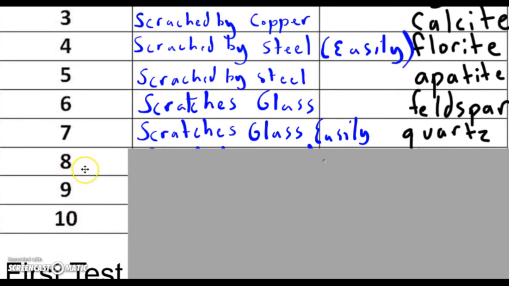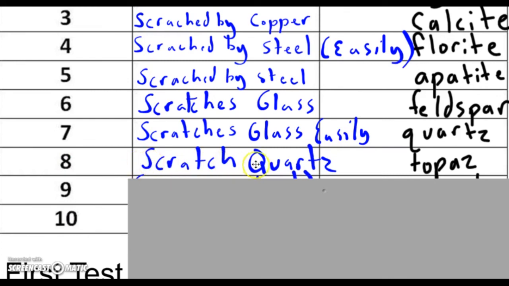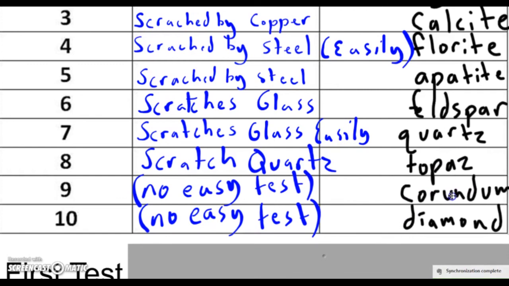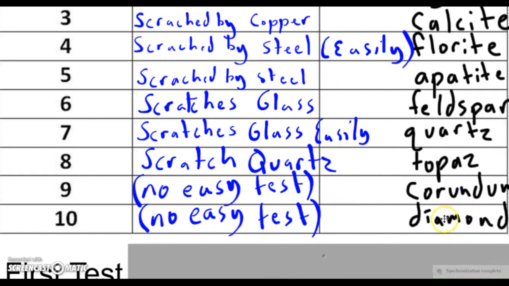So there's only one more test we can do, and that's on level 8 here. If it'll scratch quartz, that means it's a hardness 8. That would be like a topaz. For 9 and 10, there's no test. And our examples would be corundum and diamond.